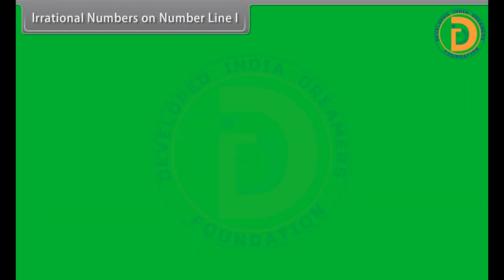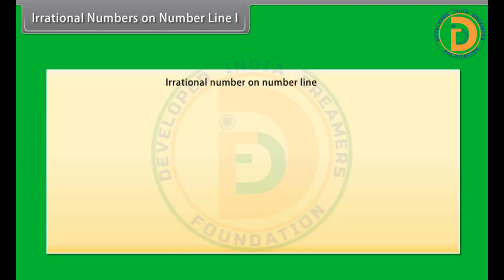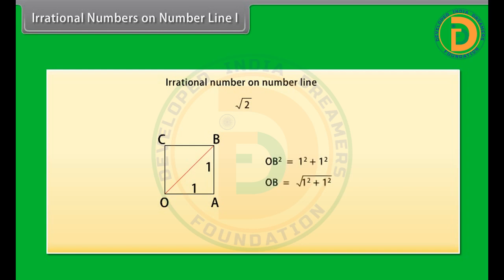Irrational numbers on number line 1. Now we will learn to locate irrational numbers on a number line. Let us see where square root 2 is located on a number line. For this, we will firstly consider a unit square OABC with each side 1 unit in length. Now by using the Pythagoras theorem, OB square is equal to 1 square plus 1 square, or OB is equal to square root of 1 square plus 1 square, which is equal to square root of 2.